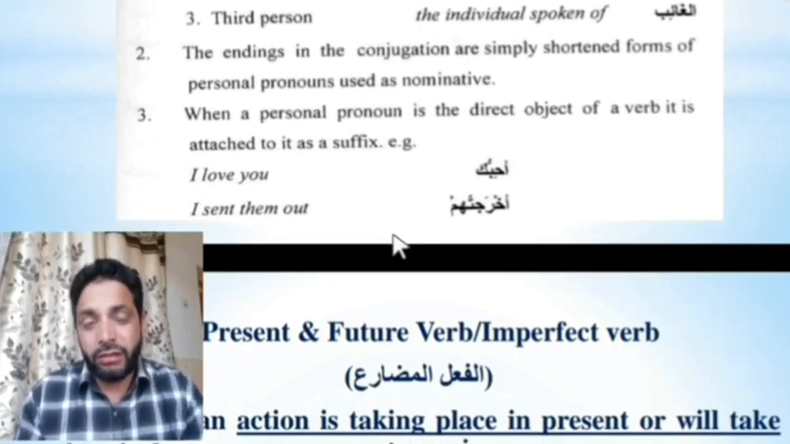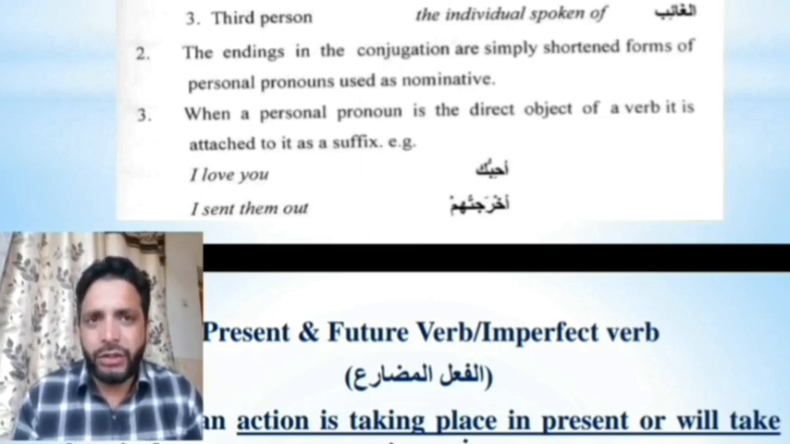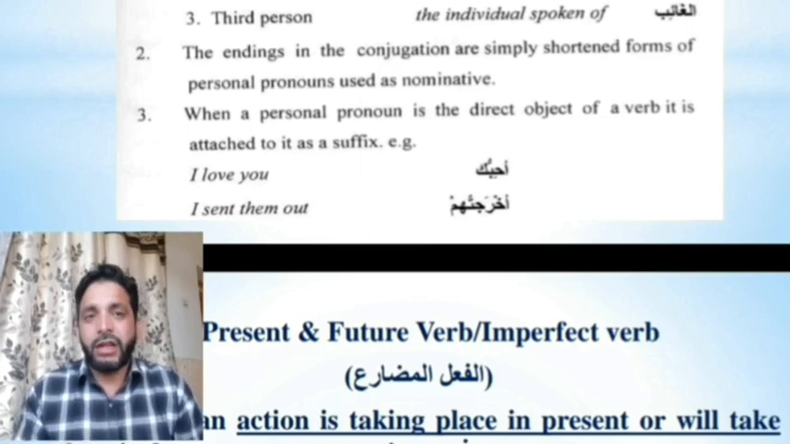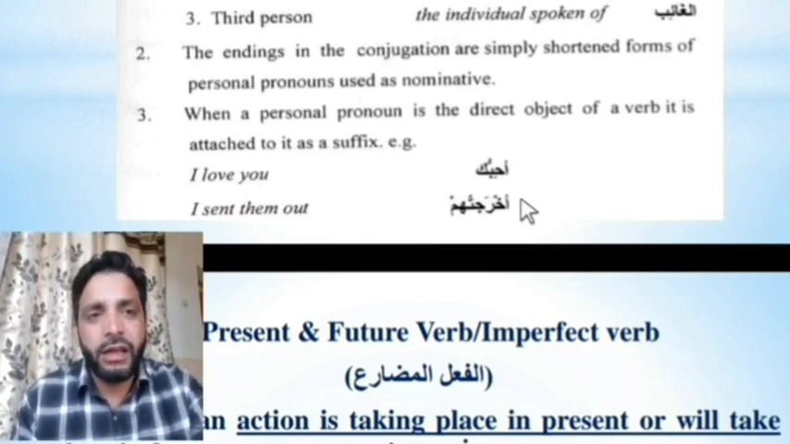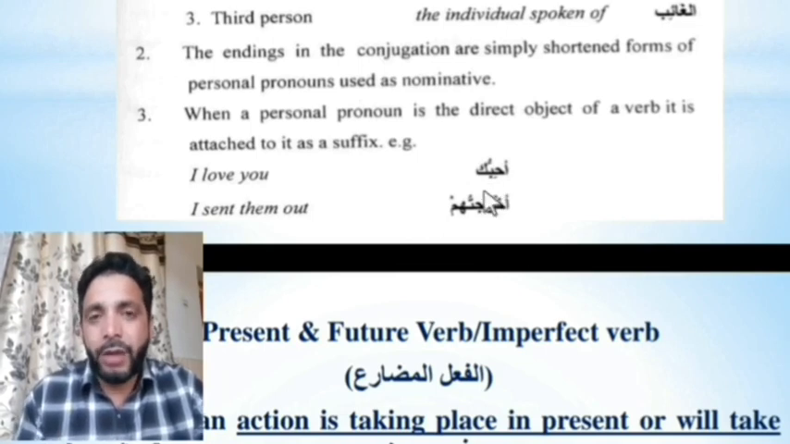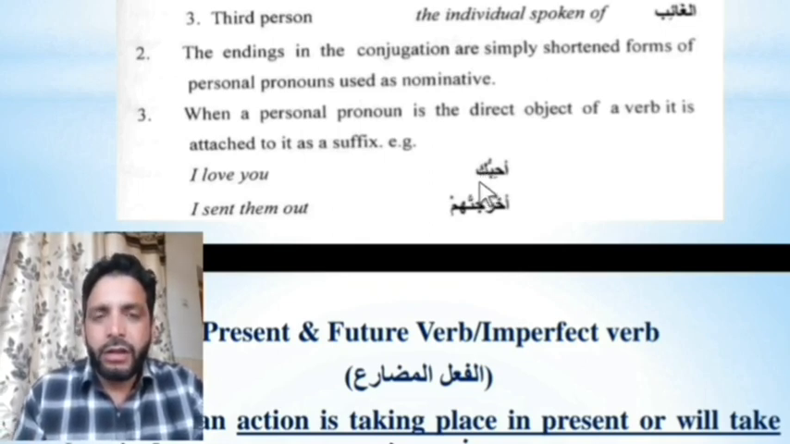But we can use a personal pronoun as an object as well, maf'ul bihi, and we can suffix it to a verb. Then the shape will be like here: uhibbuka, from habba yuhibbu. Uhibbu is mutakallim, and ka is the object. أحبك.